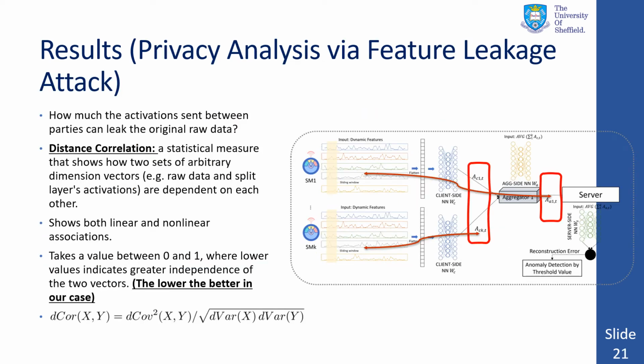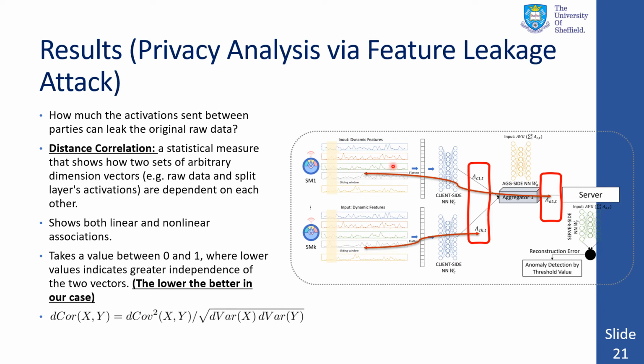For the feature leakage attack, which is the final attack in our threat model, we did some privacy analysis. In this experiment, we tried to see how much the activations or the output sent by the client and by the aggregator can actually reveal the original data. So we need to measure how much these activations between the client side and the aggregator, and between the aggregator and the server, can actually leak data about the original data.